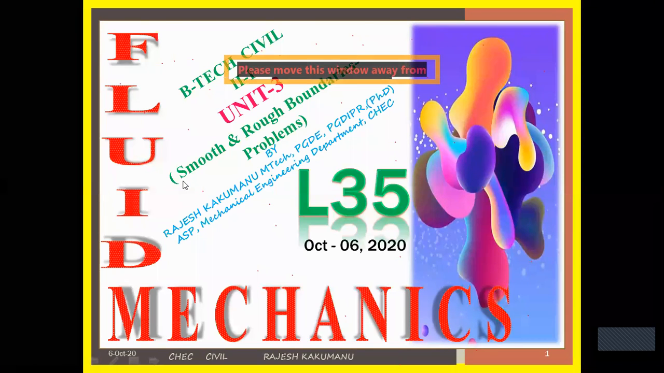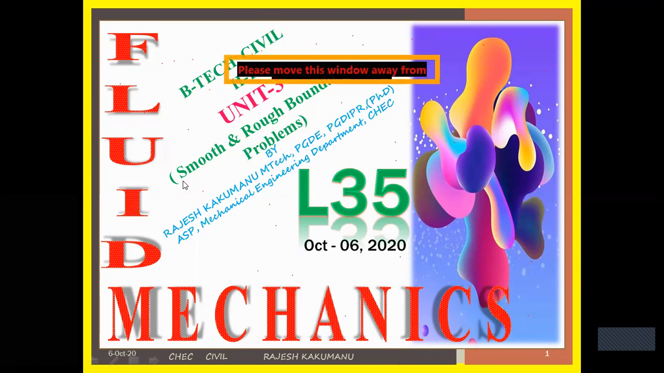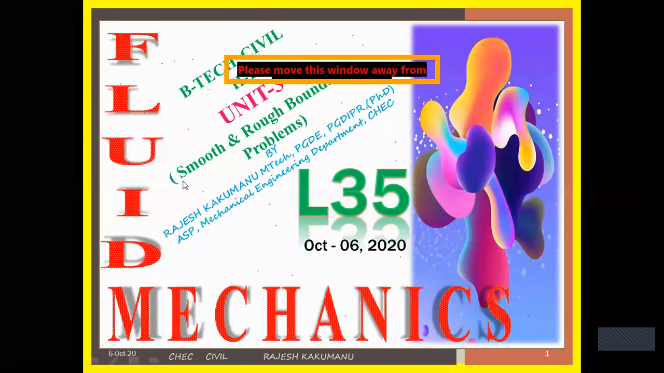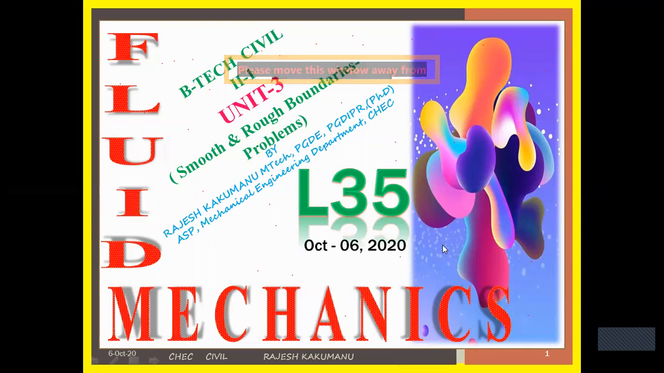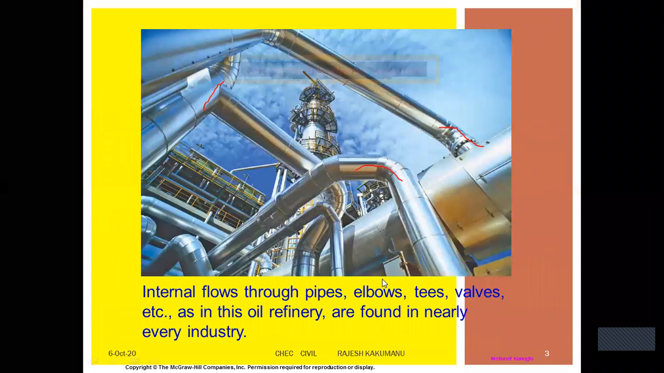In the last class we discussed the derivations of smooth and rough boundaries. What is the meaning of a hydrodynamic smooth boundary and a hydrodynamic rough boundary? Depending on whether the thickness K is less or more, we can differentiate smooth and rough boundaries for turbulent flow of water.